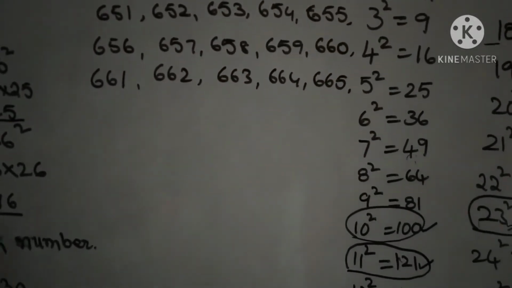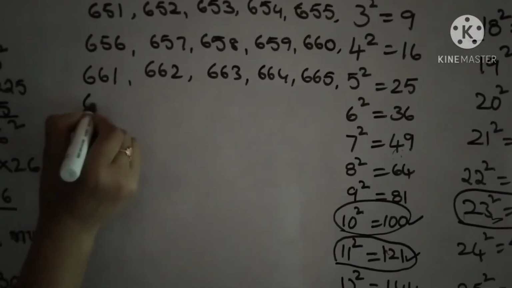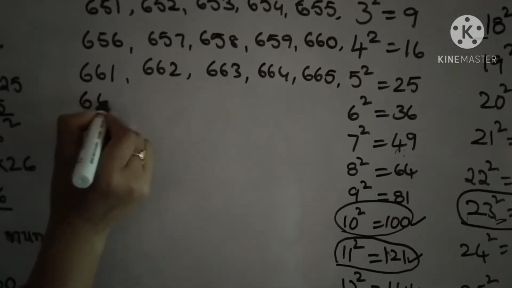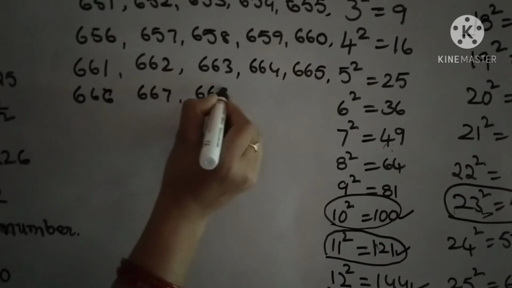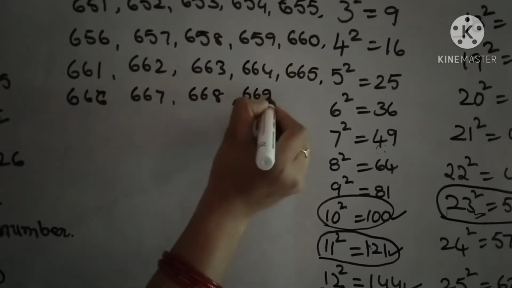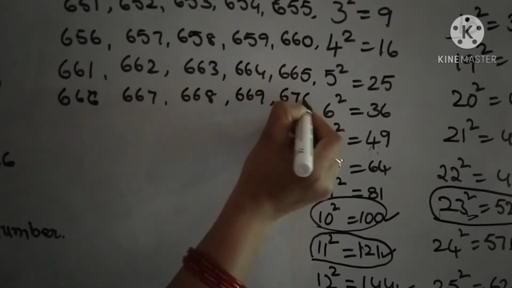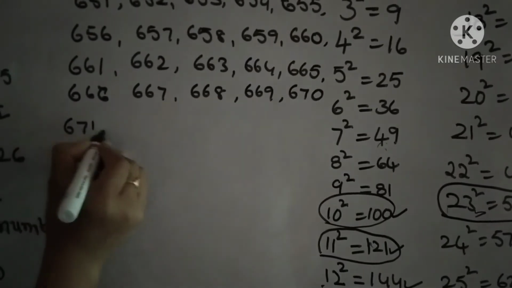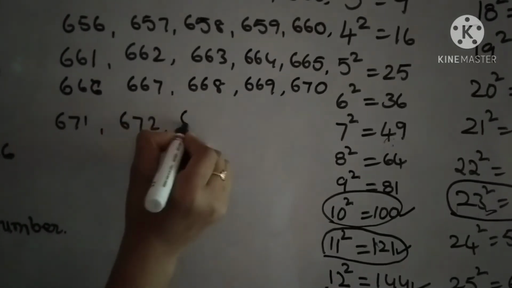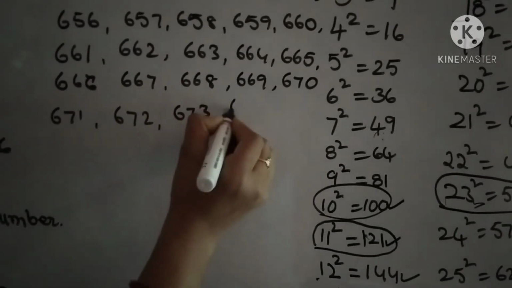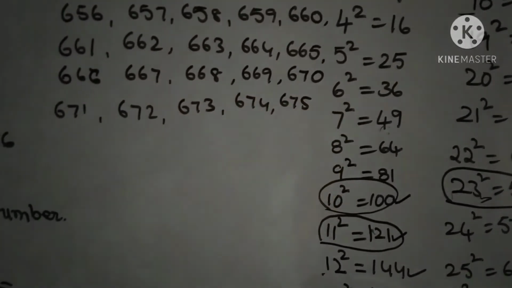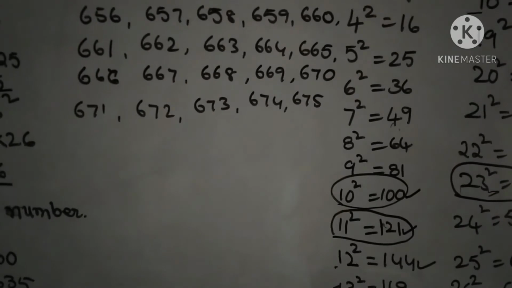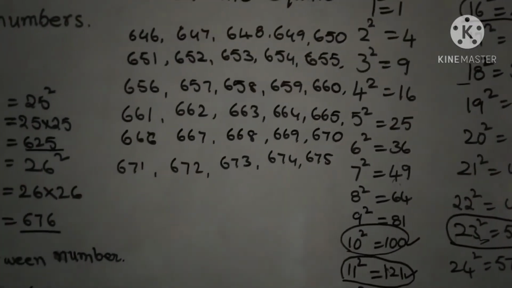So here write only up to 675. 666, 667, 668, 669, 670, 671, 672, 673, 674, 675. So we write the numbers before 676 and after 625.